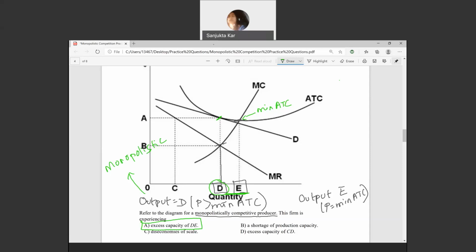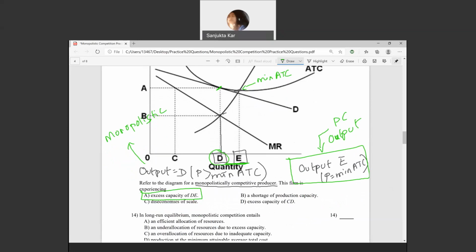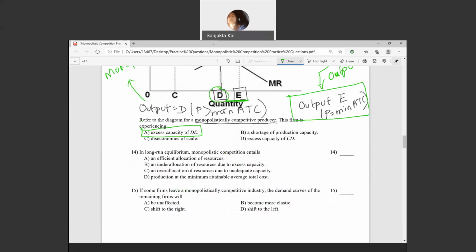Producing greater than minimum average total cost. And this is basically the perfectly competitive output. So basically they are producing less than the perfectly competitive market structure. All right, moving over to question number 14, monopolistic competition. This one entails an under allocation of resources due to excess capacity.